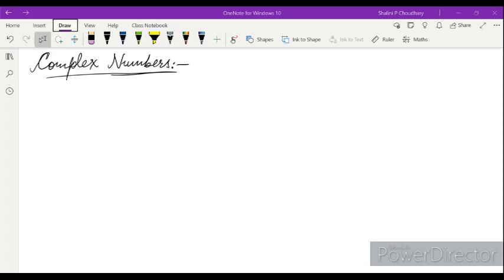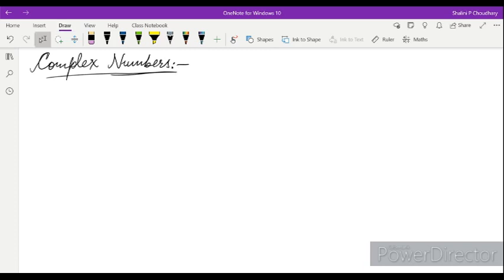Start a new topic, that is complex number. Before starting complex number, you should understand what complex number is and why we are using it. Basically, complex number is the combination of a real and an imaginary number. So let's start, but before that you need to understand the concept.